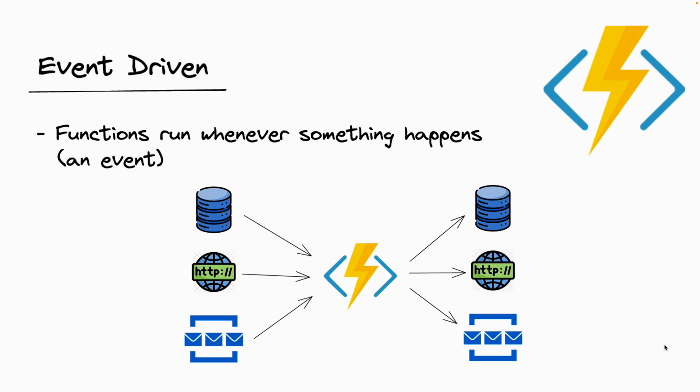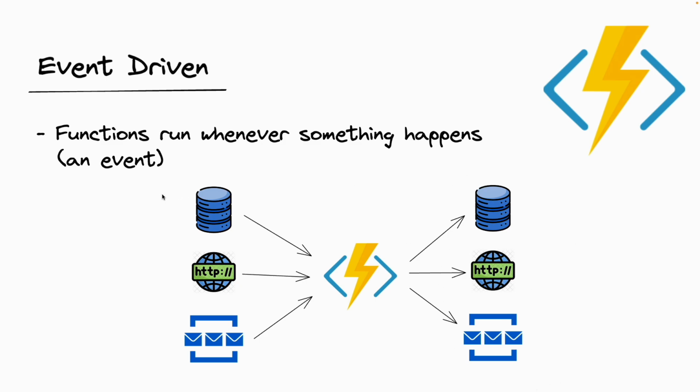So Azure Functions are event-driven resources, meaning that they run whenever something happens, this something being an event. They are triggered by an event. Here we can see that these Azure Functions have inputs and outputs. They are usually called bindings. An input binding is usually called a trigger because it's what triggers the execution of the function, and the outputs are called output bindings. There are many different kinds of triggers, but the most common are database-related triggers, request-related triggers, and message queue-related triggers. The same goes for the output bindings.